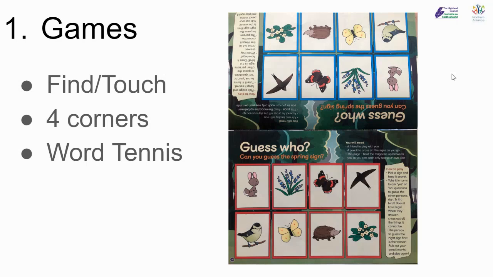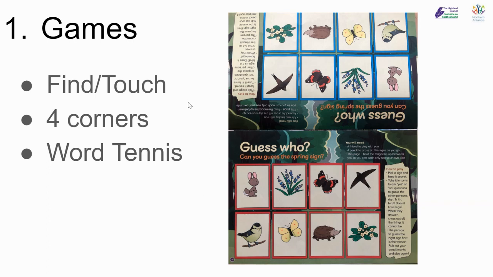In this video, I'm going to look at 3 different games that we use for learning languages in the classroom that are very good and work well outside. All of them are appropriate for all ages in the primary school, but you might find that Find or Touch is better for younger learners or learners who aren't so familiar with the vocabulary, and then progressing to Four Corners and maybe Word Tennis when children are more confident or more familiar with the words.